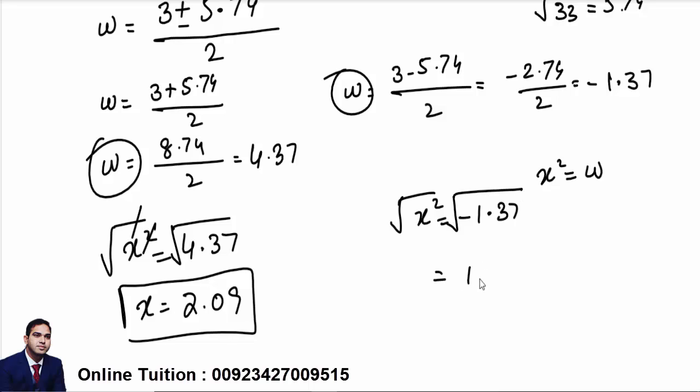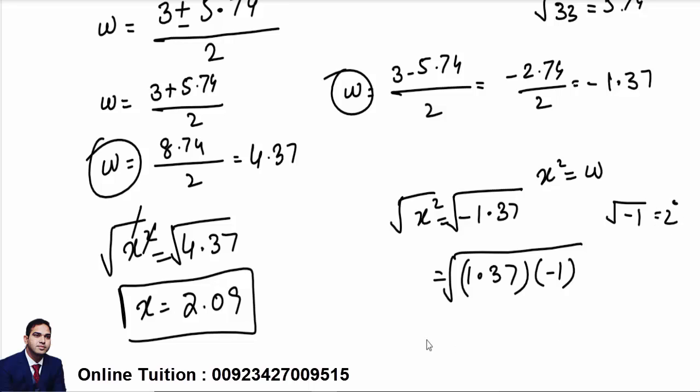Now you can write 1.37 and this is -1. The square root of -1, you should remember, is equal to iota. So this is the square root of 1.37. So here your answer is this, iota is outside of the square root.